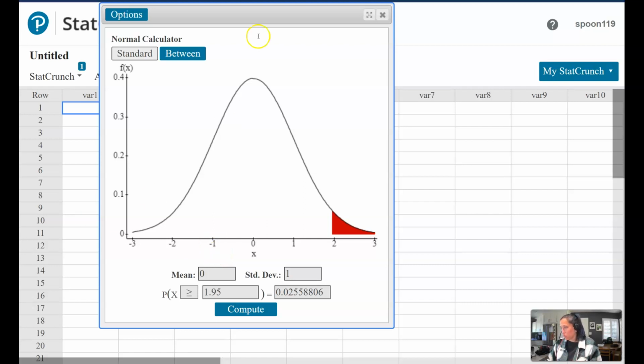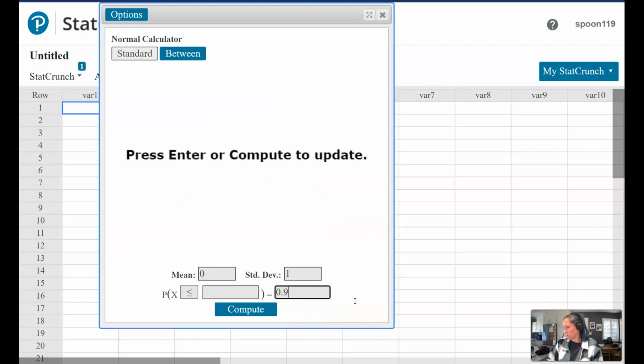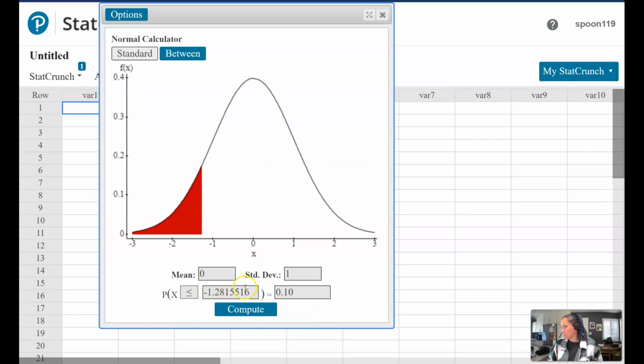So the very first question asks us for the lowest 10%. And so that means we want a less than. We'd want shading on that side. You can see right now that we're shading way too much of the curve. We're shading more than 50%. In fact, we're shading 97%. So to use StatCrunch for this, we're just going to change this probability to say, I don't want to shade 90%. I wanted you to shade 10. 0.1 is 10%. So if I press compute now, it's going to give me that z-score that would give me that cutoff, that negative 1.28.